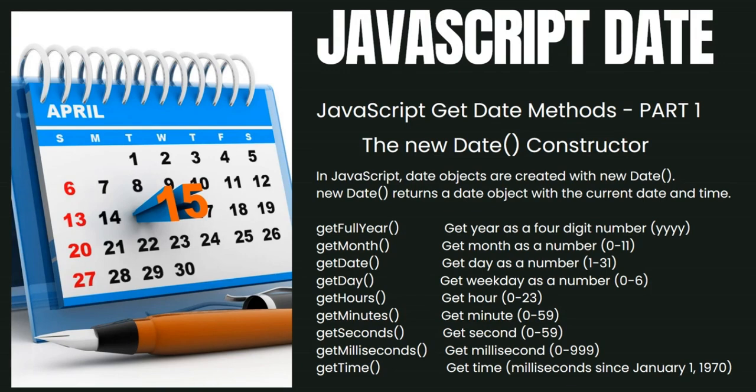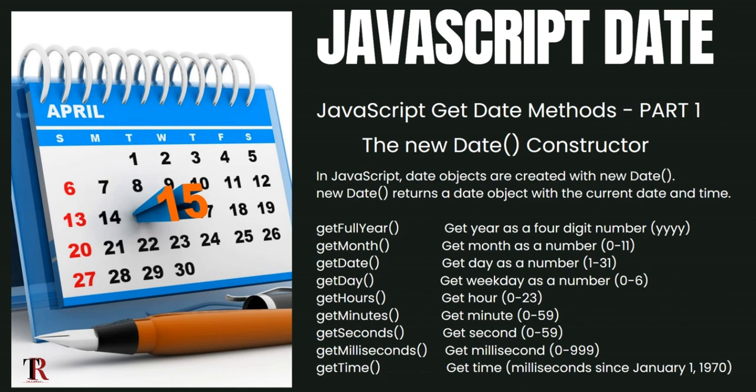In this lesson, we'll start looking at JavaScript get date methods, through which you can get a date in JavaScript. The first thing we are going to start with is the new Date constructor. In JavaScript, date objects are created with new Date. As you have seen in the previous lessons, when you want to create a date, you create it with the date object, which is new Date.